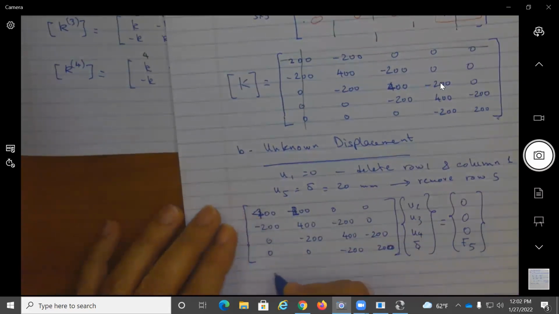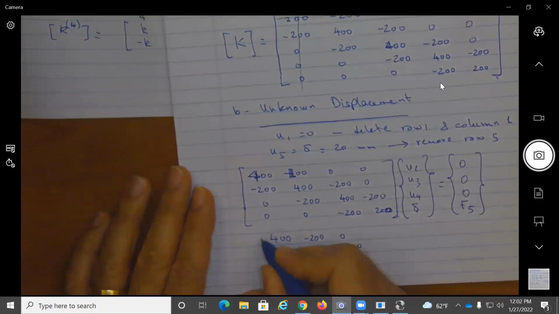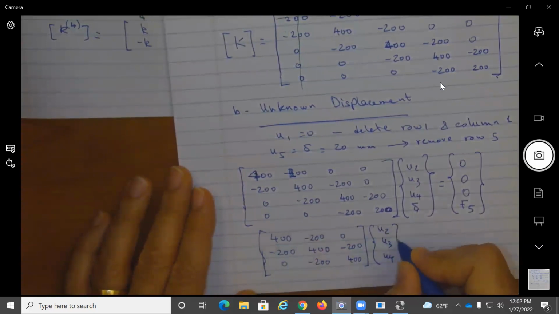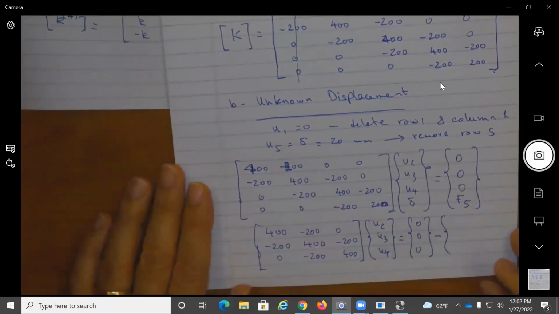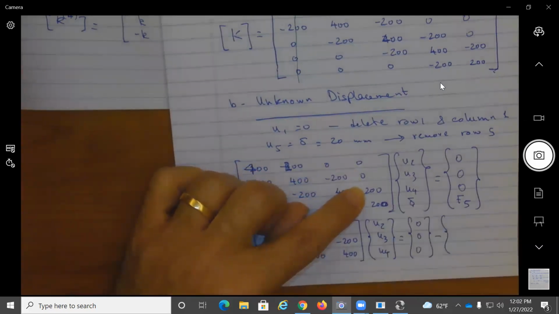So we're going to go here: 400, minus 200, 0, minus 200, 400, minus 200, 0, minus 200, and 400, multiplied by the unknowns U2, U3, and U4, is equal to my zeros, and then I'm going to subtract the entries of column 5 multiplied by delta.